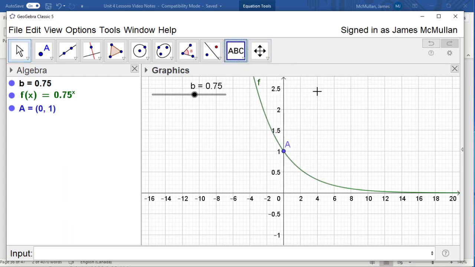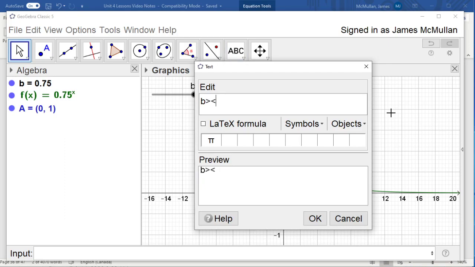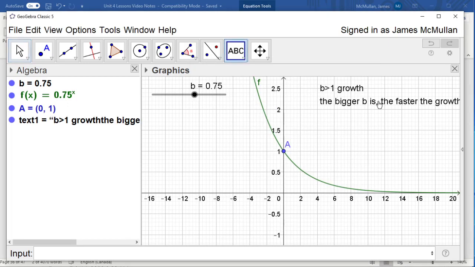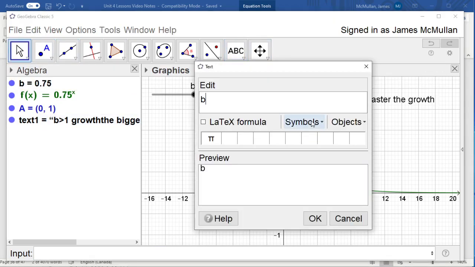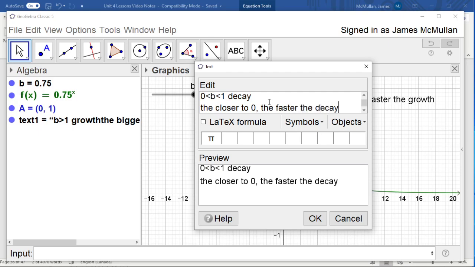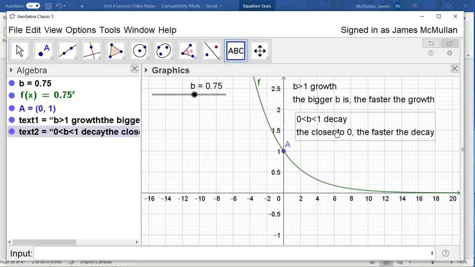Let's just write a couple of these notes down. When b is bigger than 1, you have growth. The bigger b is, the faster the growth. So that was the first thing we looked at. When we're looking at a base that's bigger than 1, you have exponential growth. When b is between 0 and 1, so you have a number between 0 and 1, you have decay. The closer to 0, the faster the decay. So that would be one thing we've looked at so far.